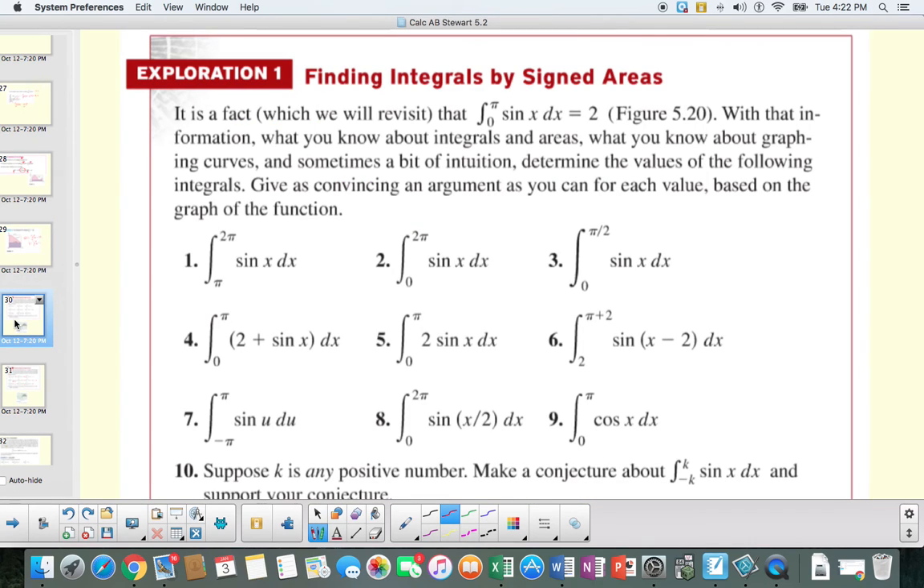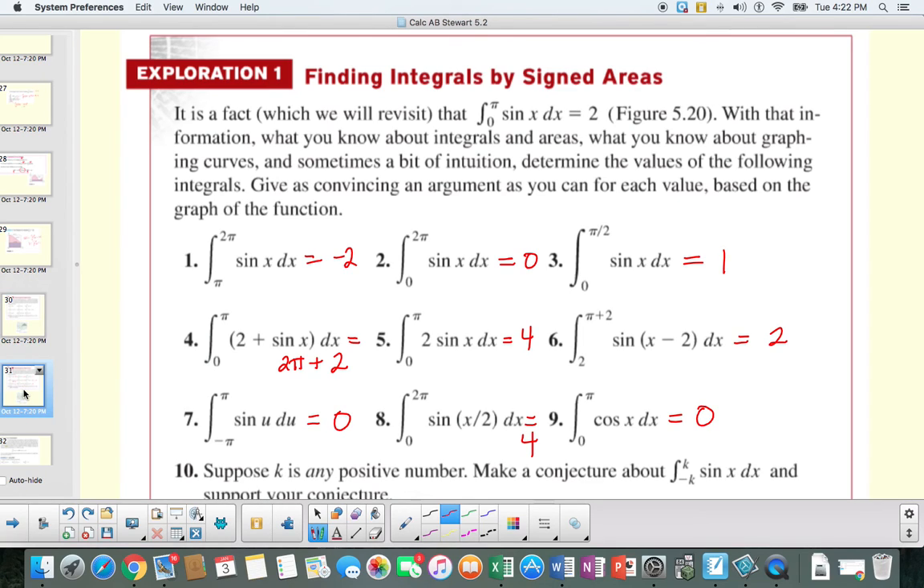Find the integrals of the signed area. Stop the screencast and see what you can do. And here are the answers.